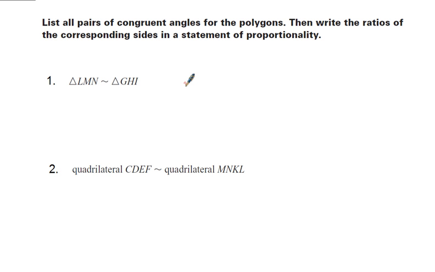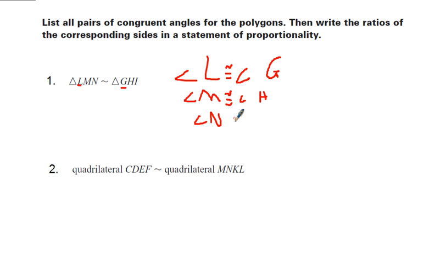First problems are going to deal with the idea of similarity and everything we can get from it. Just from the similarity statement, we want to name all the congruent angles and then ratios of corresponding sides. Congruent angles should be easy, you just list them off. Angle L to angle G, because those are the first two in line. You also want to say angle M congruent to angle H, and then angle N to angle I. Nice and easy. Nothing too difficult.